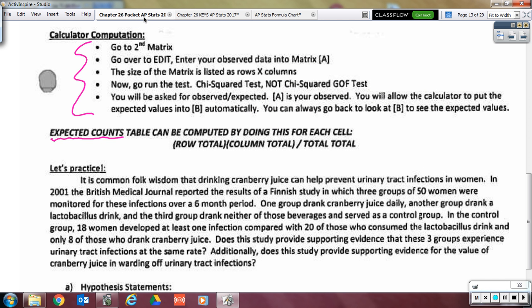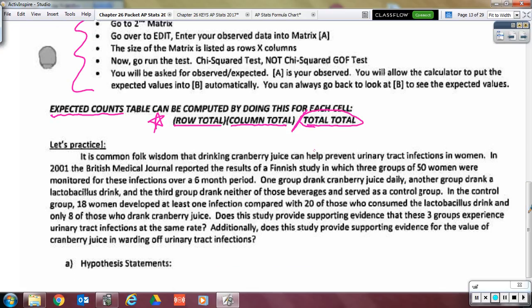I'll just show you this right here, and then we'll do that later to let it solidify. But we will be multiplying the row total times the column total, and we will be dividing that by the entire total of the set. So when we get to that, that's the formula I'm going to be referring back to. So let's practice this and do this problem. Here we go.